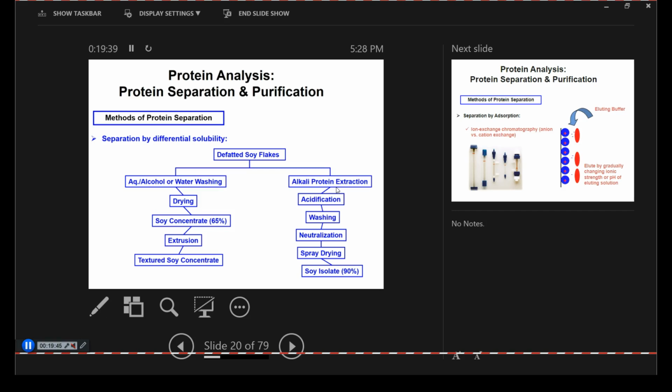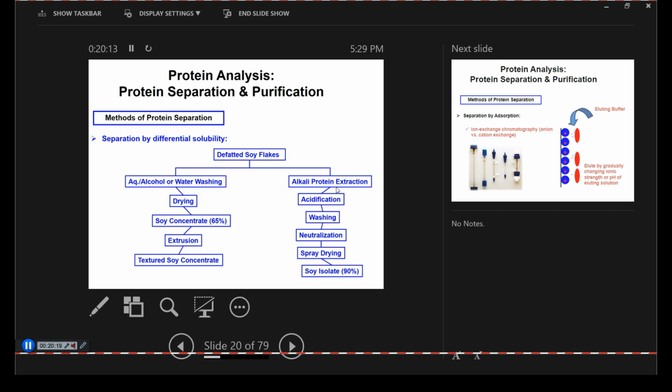So the first step is the extraction of the protein, and then now you have the solubles. You have the protein, you have some sugars, oligosaccharides, soluble dietary fiber. You want to purify it more, like I said, by precipitation at the isoelectric point. So this acidification is really precipitation at the isoelectric point. And then you do several washes and neutralize, because you never want to dry a protein at the isoelectric point.